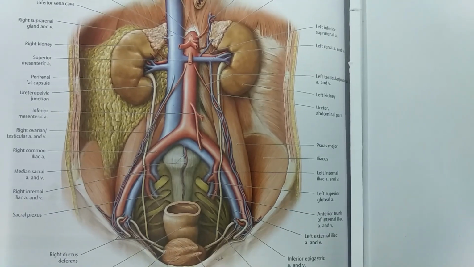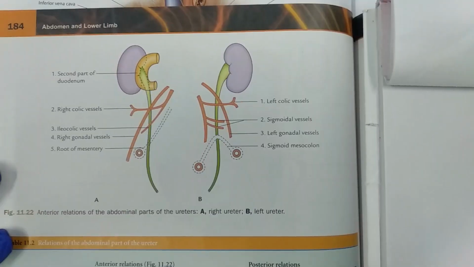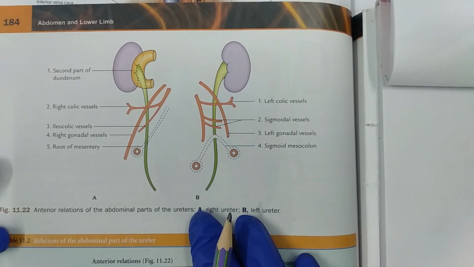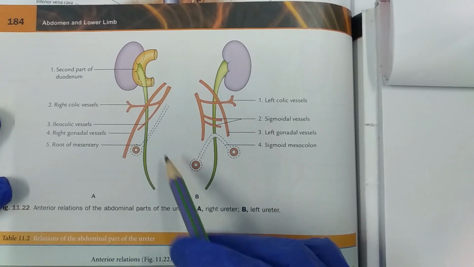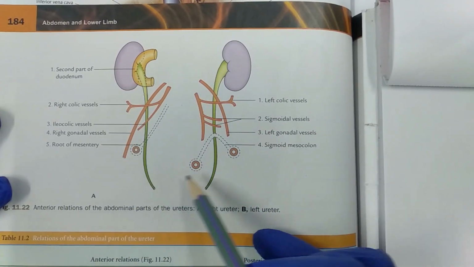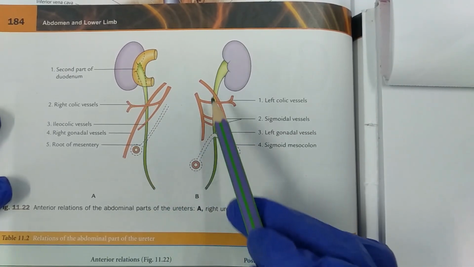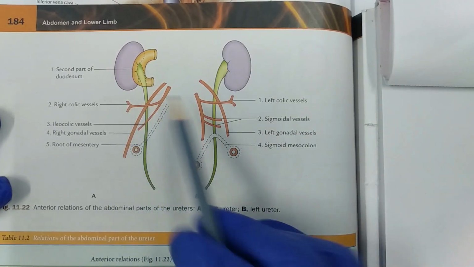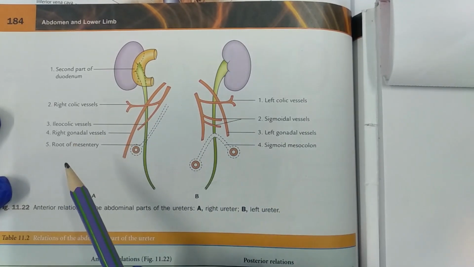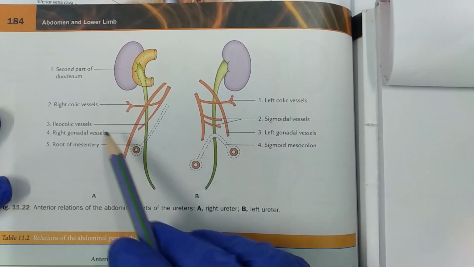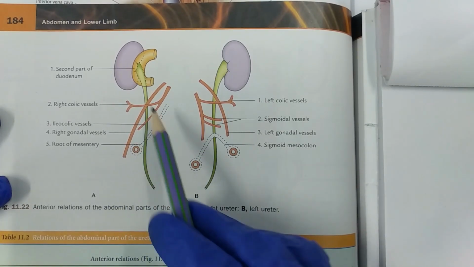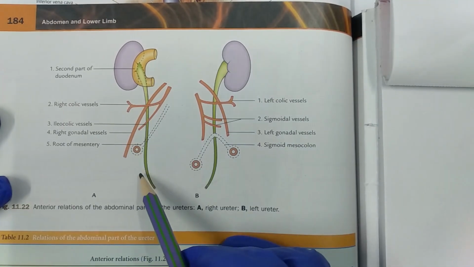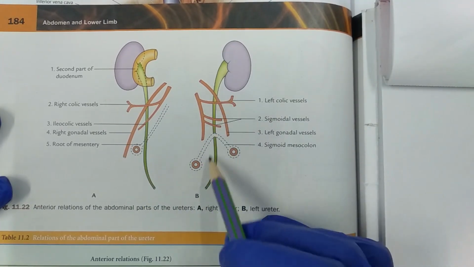Now coming to the anterior relations of the abdominal part of the ureter. This picture is also present in your books. You can see it there. This picture shows the anterior relations on both sides of the ureter, right and left. On both sides, the first common structure covering the abdominal part of the ureter is the parietal peritoneum. Second, let's see the right side. First see the anterior relations of the right ureter, and then we will see the left ureter.